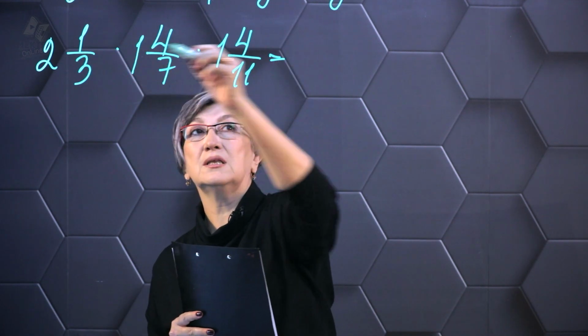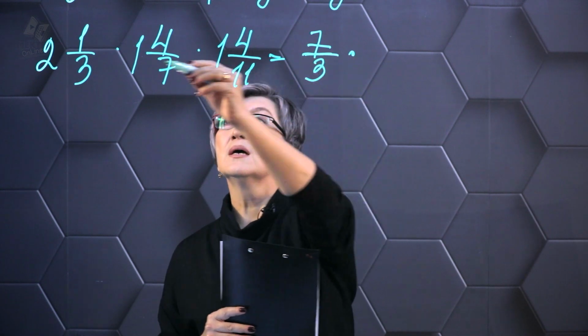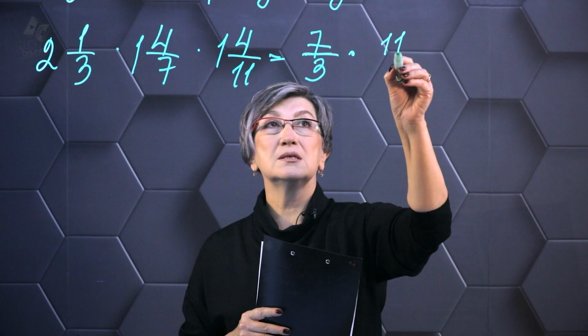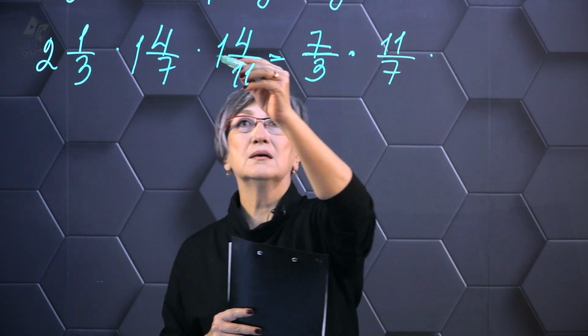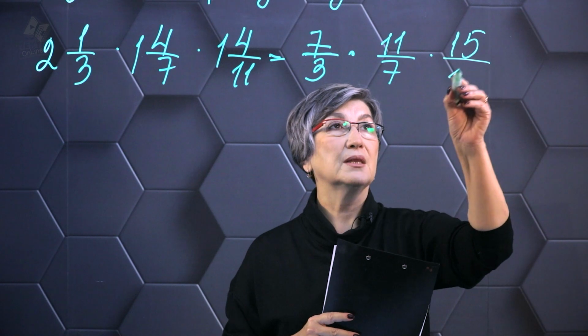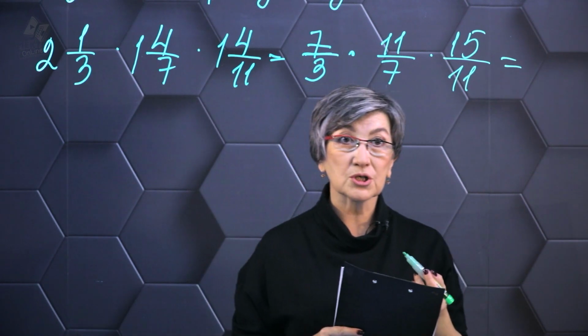2 whole 1/3 is 2 times 3 plus 1, which is 7/3. Next, 1 times 7 is 7, plus 4 is 11/7. And the last fractional number is 15/11. And these three fractional numbers we need to multiply.